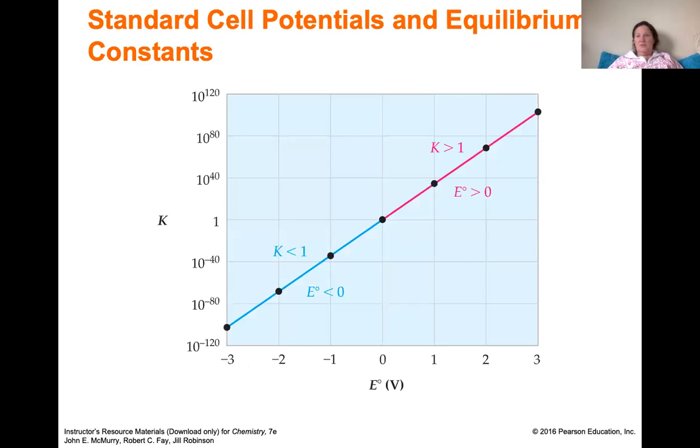And this is just reminding us about what we know. When K is small, the reaction doesn't have much of a desire to go forward. You have fewer products than reactants. If K is large, it's the opposite. So just relating that now to what the E0 would be.